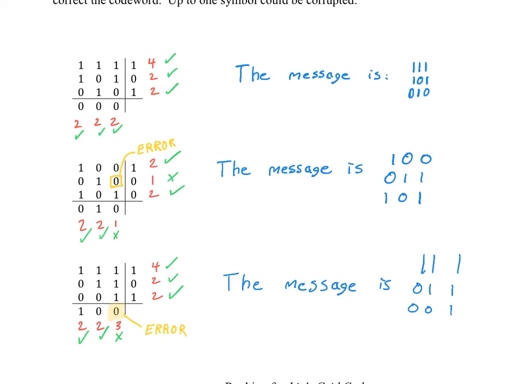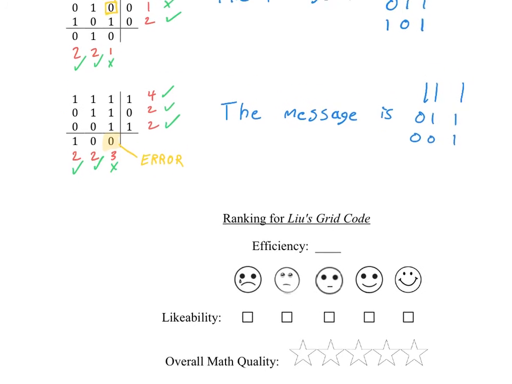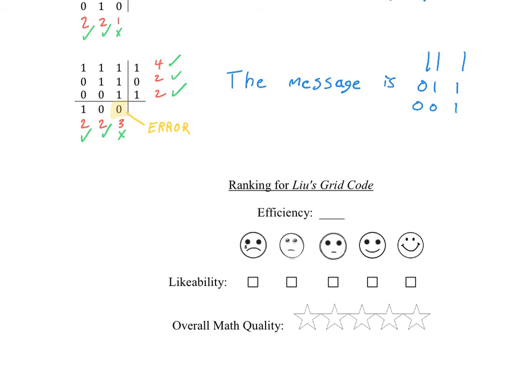So in this case, the message is exactly what is sitting right there. That part didn't have any errors with it. So let's give our lose grid code a ranking as well. So what efficiency did we hit this time out of 15? Well, the message was 9 in length. There was 9 digits in the message. So my efficiency is 9 out of 15.